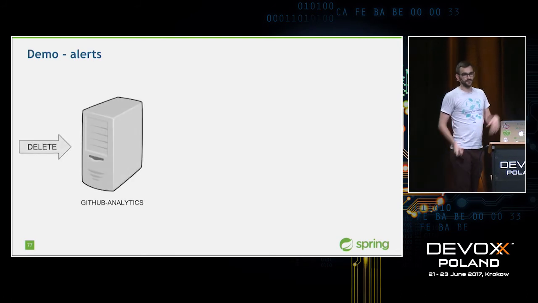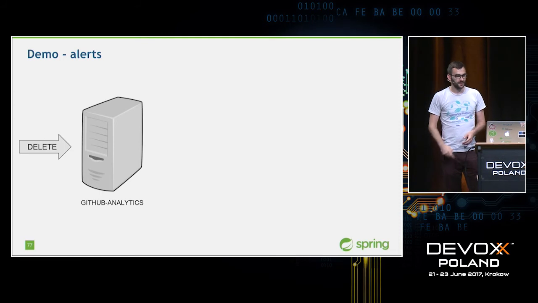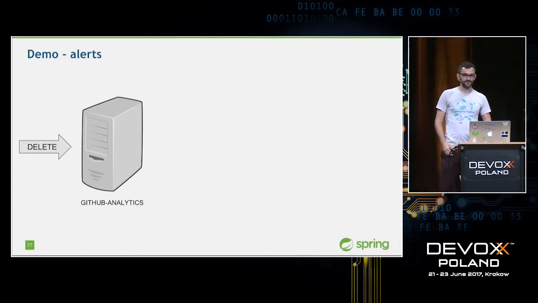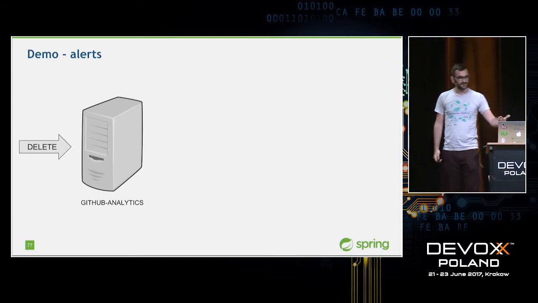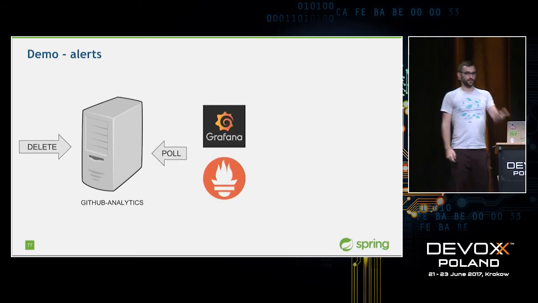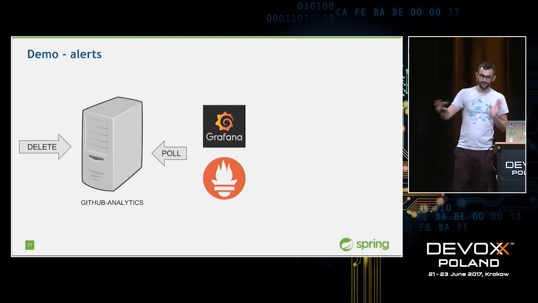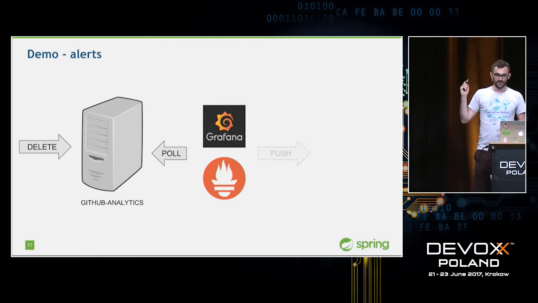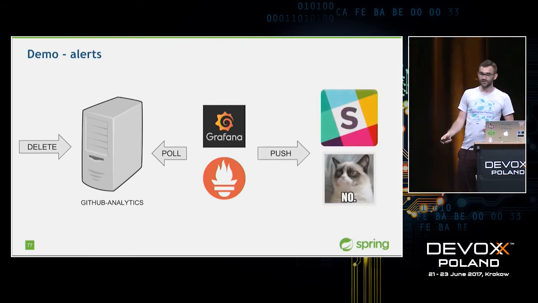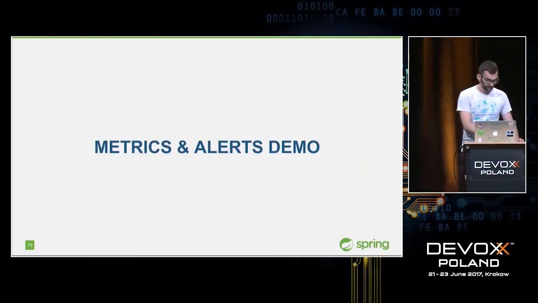What I'm going to do is curl some requests. You're going to see the number of issues going up. Then I'm going to shoot at an endpoint that every application has, which is delete. I'm going to delete all issues. Prometheus with Grafana are going to pull it, and in Grafana I have provided the alert for the value of issues. It's going to push a notification to Slack with a grumpy cat saying that something is wrong. OK, hopefully it's going to work.